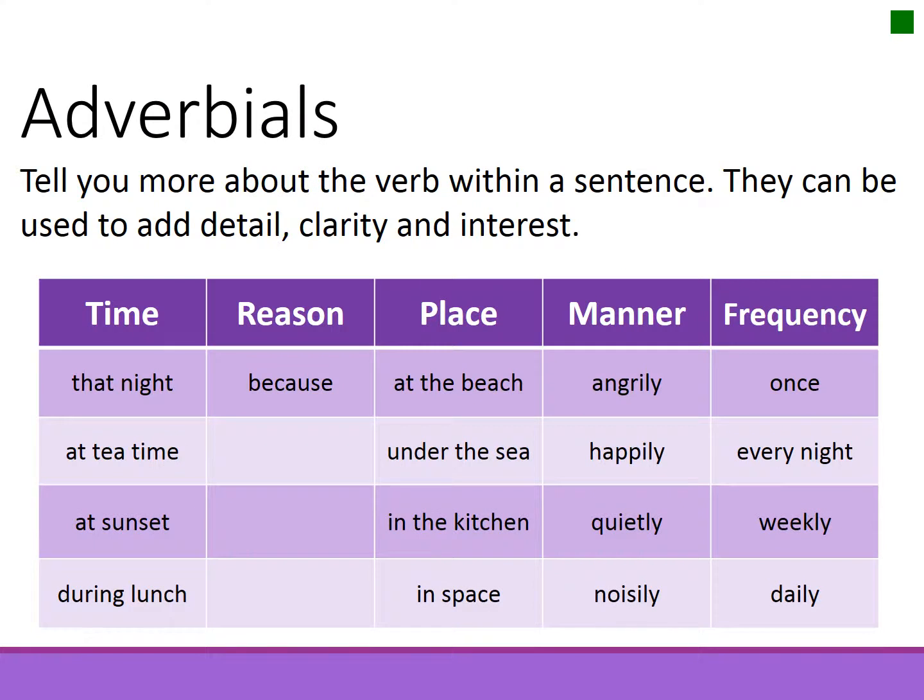Adverbials. Adverbials tell you more about the verb within a sentence. They can also be used to describe adjectives. If they are a single word, they are called adverbs, and if they are a collection of words, it becomes an adverbial phrase. There are many different types of adverbs, and if you need any more guidance on this, please refer to the separate video on adverbs.